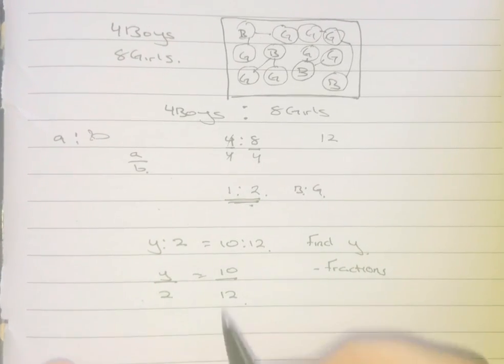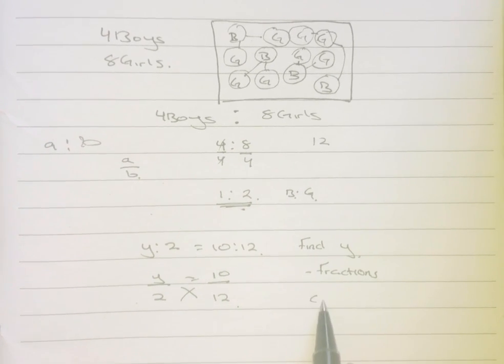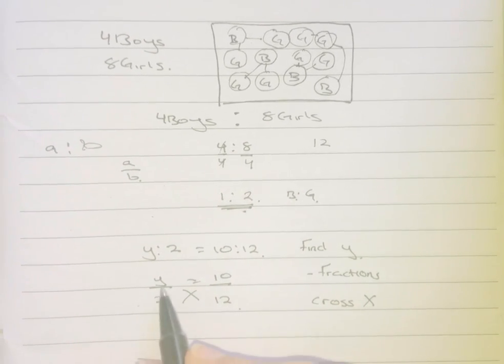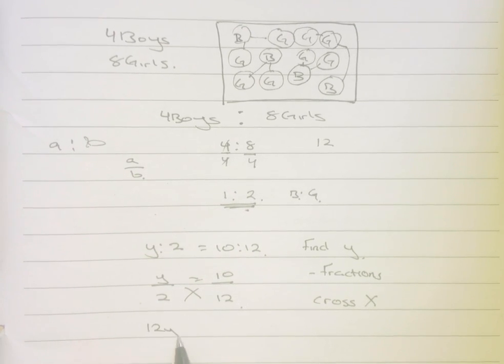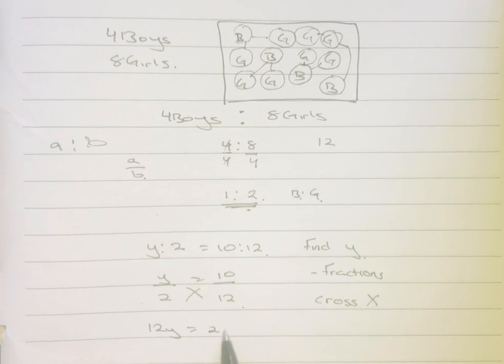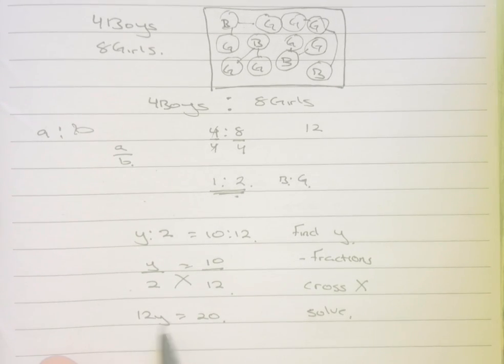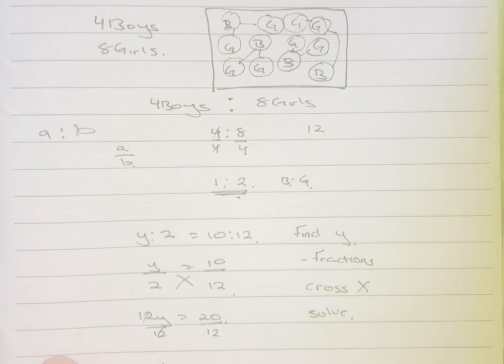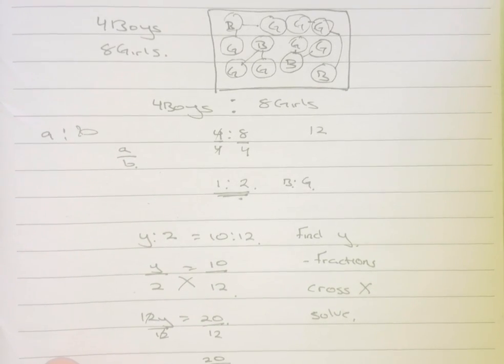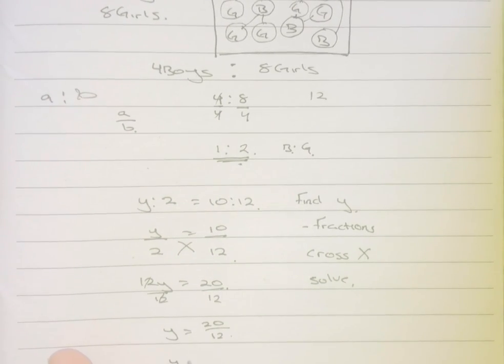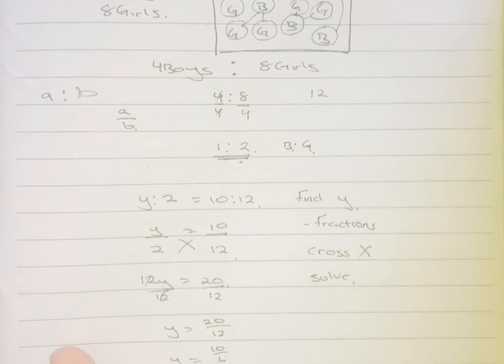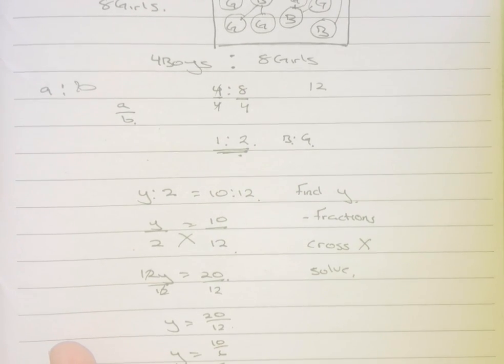All you have to do is cross multiply. So it's going to become 12y is equal to 2 times 10, that is 20. Because you want y alone, you divide by 12 on both sides. So now you have y is equal to 20 over 12. You simplify it further to get y is equal to 10 over 6, y is equal to 5 over 3.